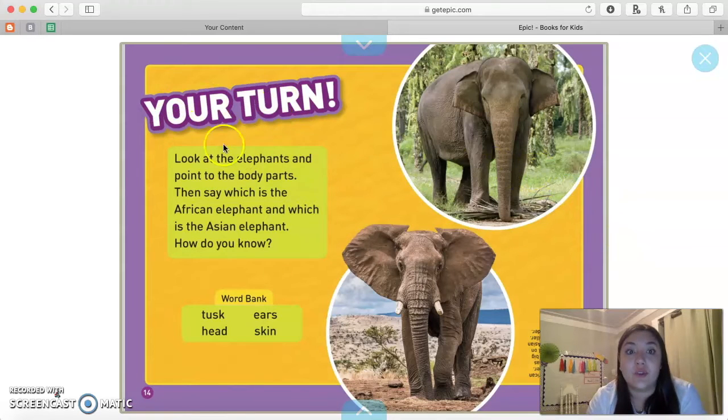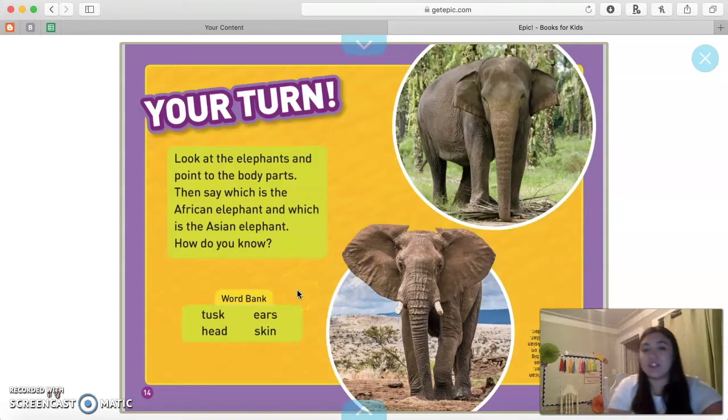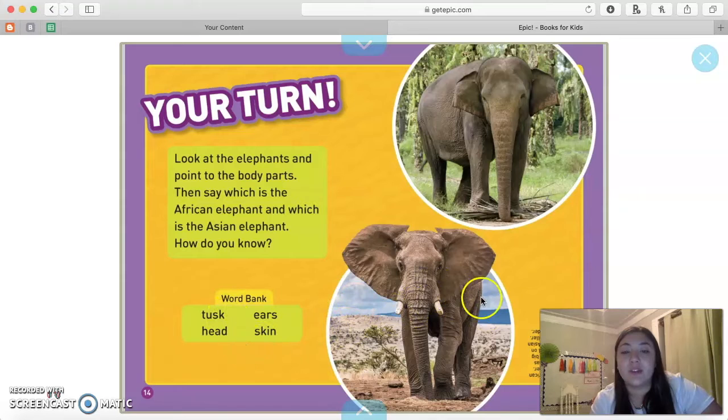Now, this says your turn. Look at the elephants and point to their body parts. Then say which is the African elephant and which is the Asian elephant. So this, we didn't really talk about this non-fiction text feature, but this is just a word bank, and it's letting us know some words they want us to find. So tusk, head, ears, and skin. So maybe see if you can see those on there before Miss Nava turns the page.